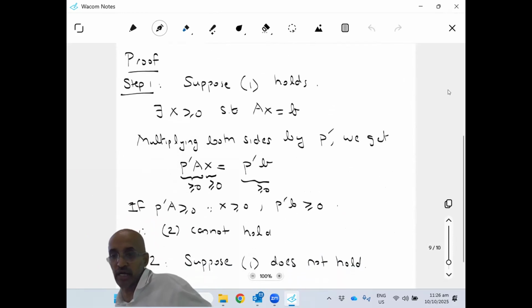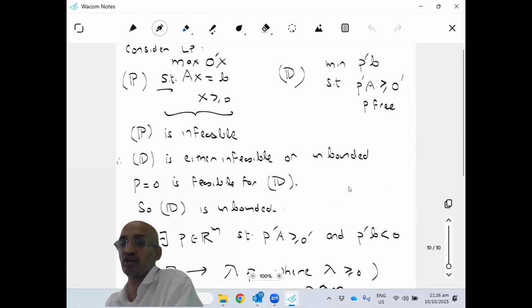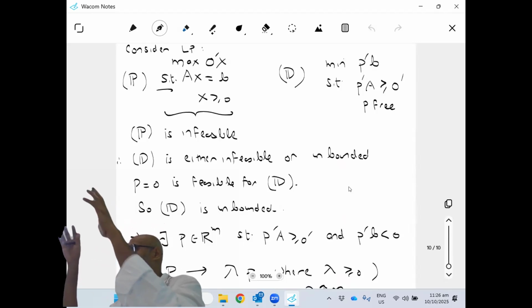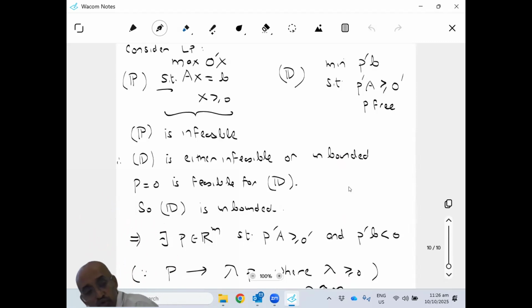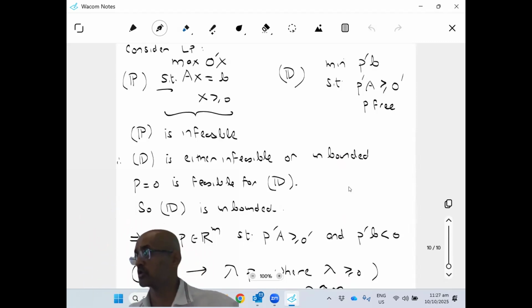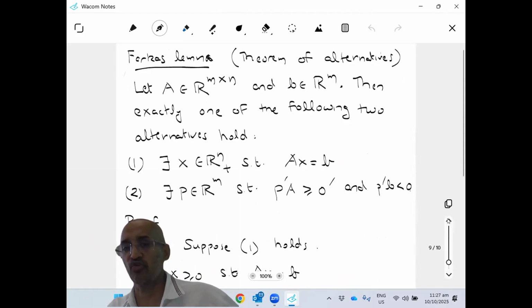Okay. So again, the trick here is to set up the right primal dual formulations. And this is a trick that gets used a lot for these theorems of alternatives. You set up an LP, you take duality, and then use this unboundedness infeasibility idea to try to prove the result. And there are many versions of the Farkas lemma.